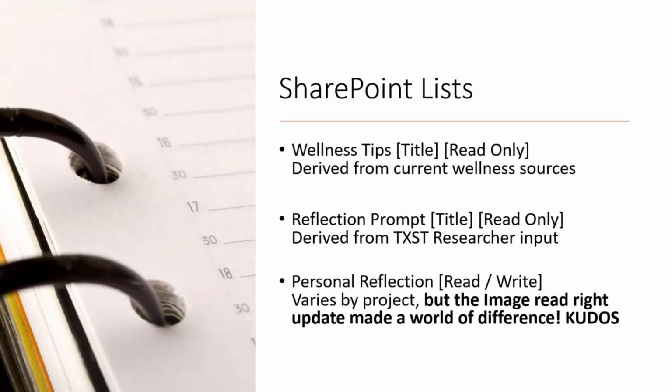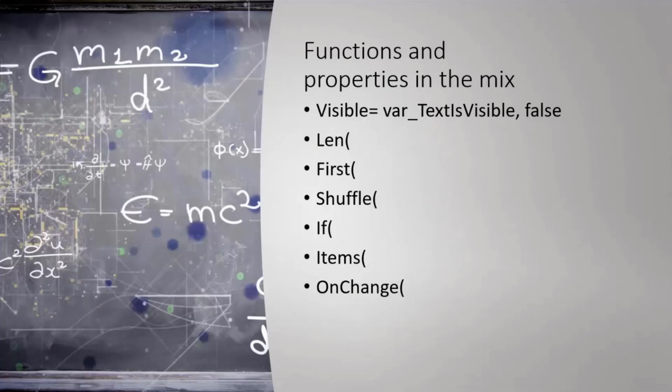So what are these SharePoint lists that are part of the system? I created 3 SharePoint lists. The first one is the wellness tips, which is a read-only list that I make available to all of our users. The second one is a reflections prompt that is also a read-only list that is available to all users. And then thirdly, there is your personal reflection list that varies by project, but sometimes can include images right into the list. And the fact that SharePoint has been made capable of us reading and writing images through Power Apps has been an awesome development.